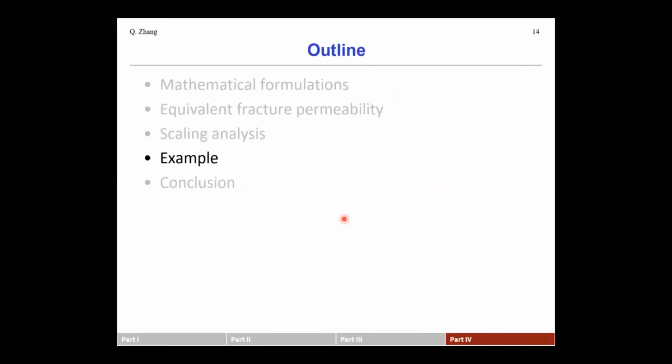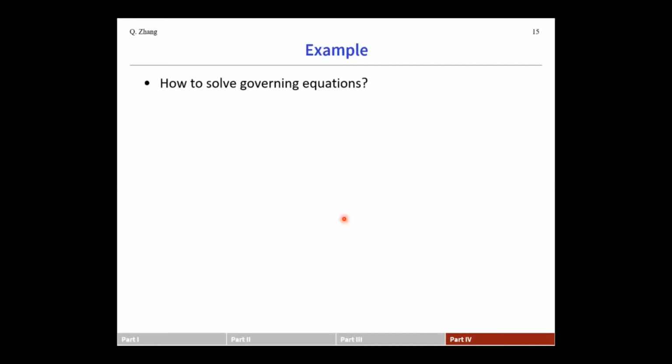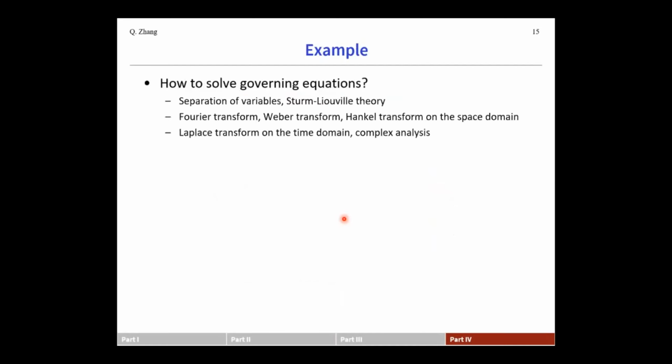So in the fourth part, I will give an example. How to solve the Gaussian equations? The first category is known as the analytical method. Basically, we can try separation of variables, which requires knowing the Sturm-Liouville theory, and you can also try the Fourier transform, the Weber transform, the Hankel transform on the space domain. And you can also try Laplace transform on the time domain, which will also require some knowledge of complex analysis.